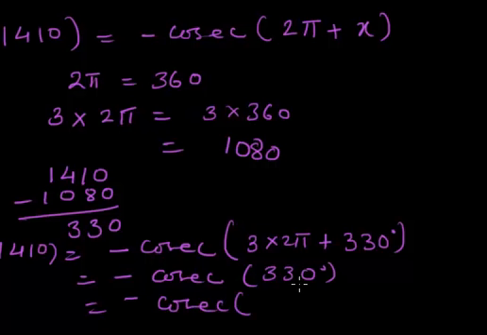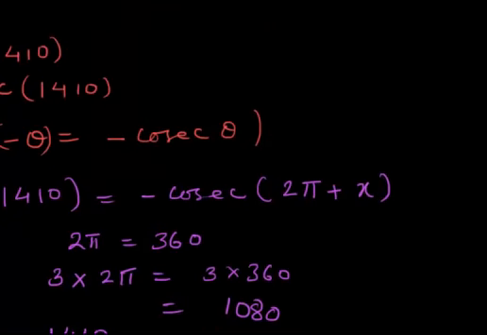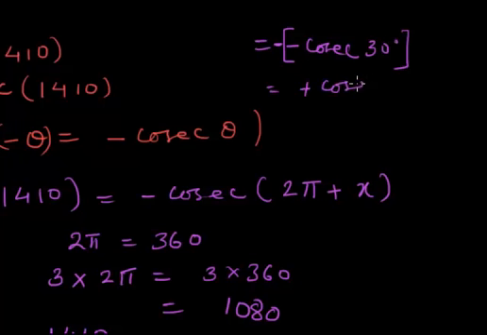Now 330 degrees can also be expressed as 360 degrees minus 30 degrees. So this equals minus cosec(360 - 30), and because it belongs to the fourth quadrant, its value is negative again, so minus cosec 30 degrees it is. So minus times minus is plus, and plus cosec of 30 degrees, and the value corresponds to 2.